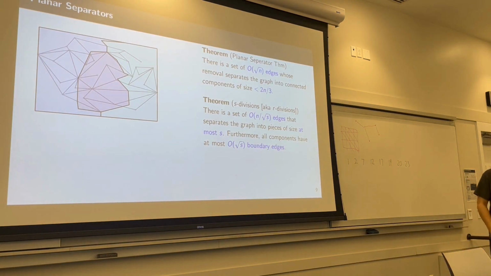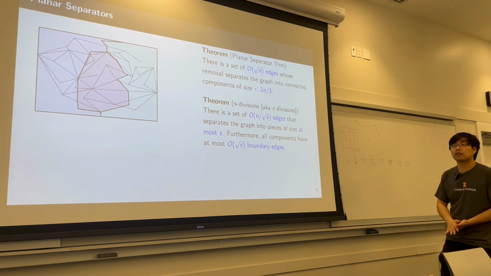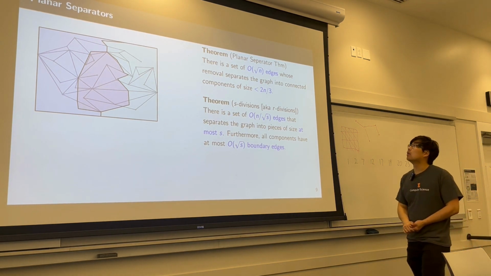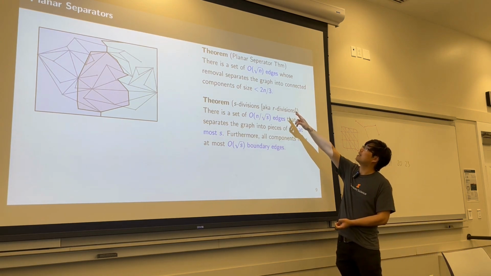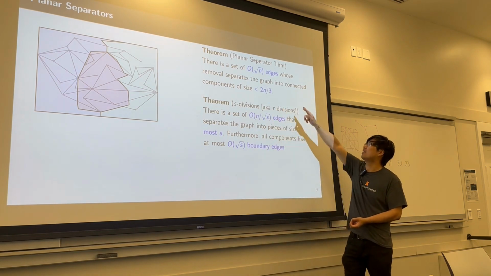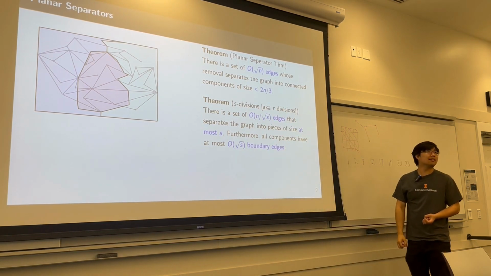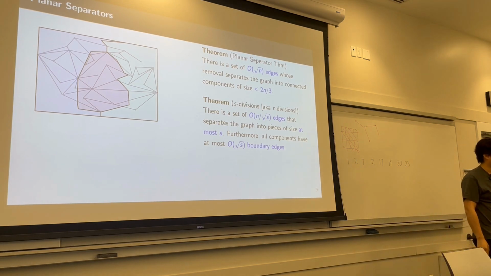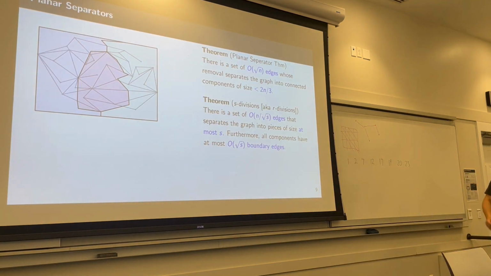Wait. You get s is n to the 2/3. Why does it recover? Sorry, not s, 2/3 n. Oh, okay. That's what I meant. Yeah, because you want size at most 2/3 n. Right. At most s, yeah. Okay.